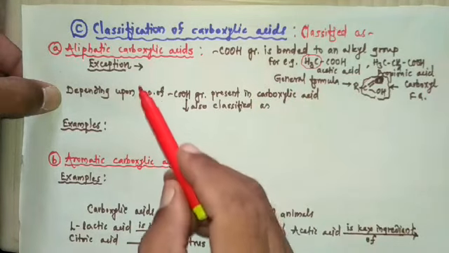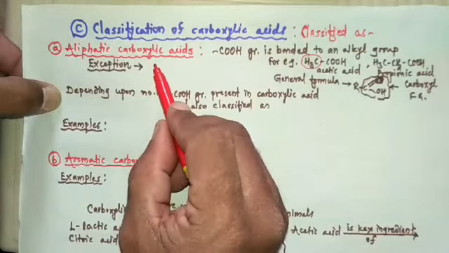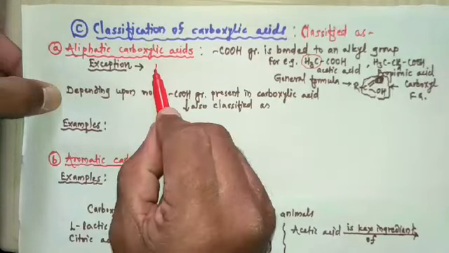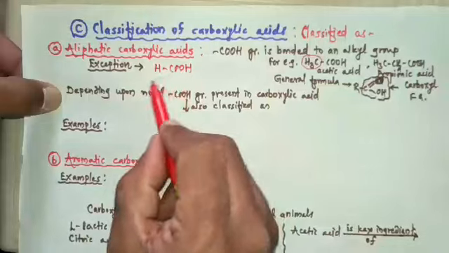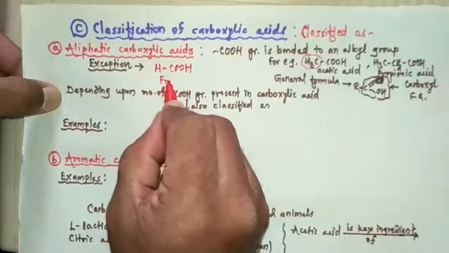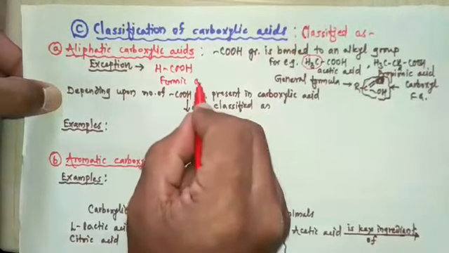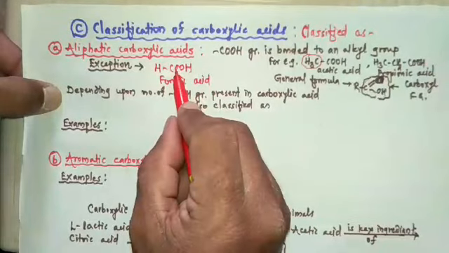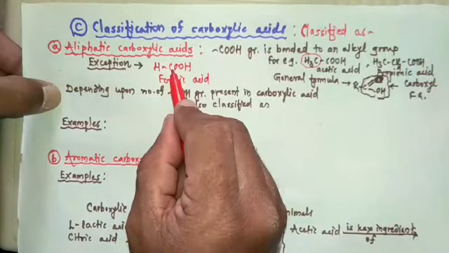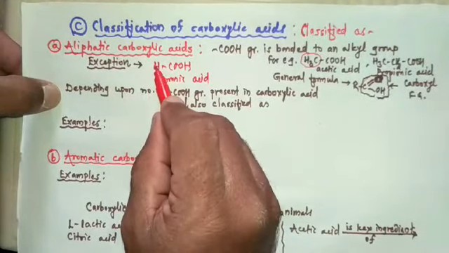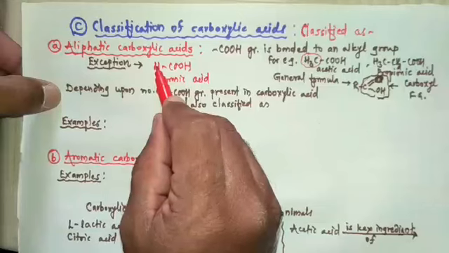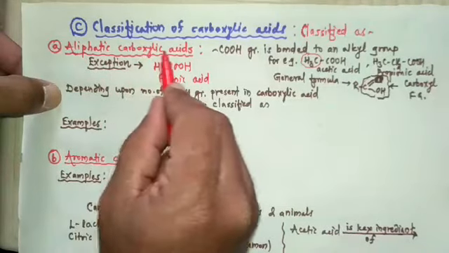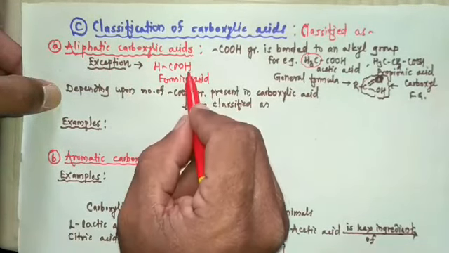But there is one exception, and that exception is this compound HCOOH. Its name is formic acid. So here carboxyl group is attached to the hydrogen and not to the alkyl group, but still it is considered as aliphatic carboxylic acid. This is the exception.